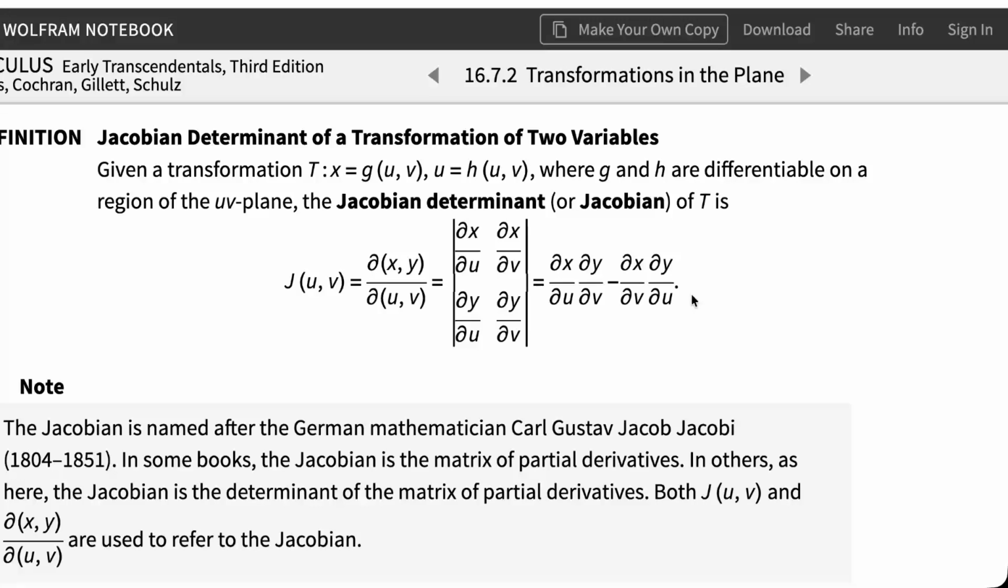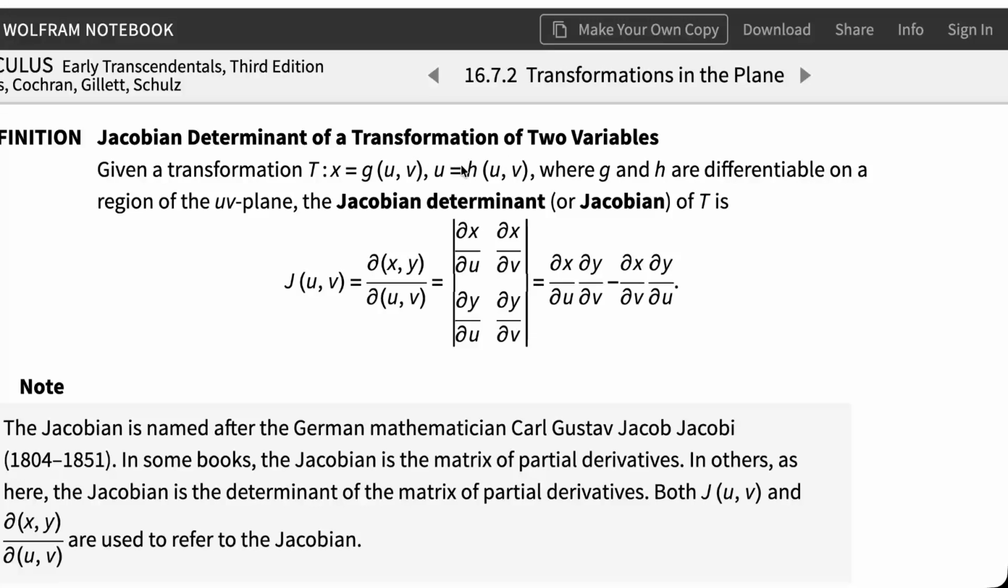So we've got an x coordinate that's controlled by this function g of u and v. And then there's a typo right here. That should say y equals h of u and v. That typo is kind of a bad one. Anyway, those are x and y coordinate functions.